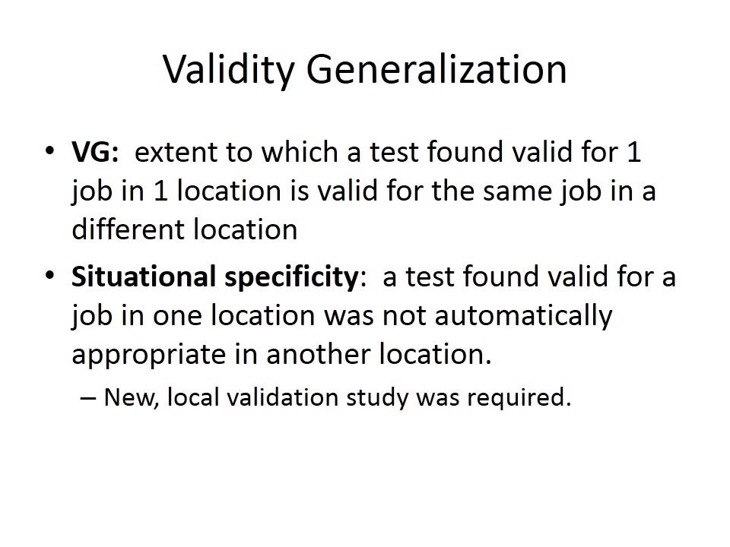One of the final things I wanted to review is validity generalization, often referred to as VG in IO psychology, because we like to abbreviate things. And this is the extent to which a test found valid for one job in one location is valid for the same job in a different location. And validity generalization is very important for two main points. The first one being a legal point.